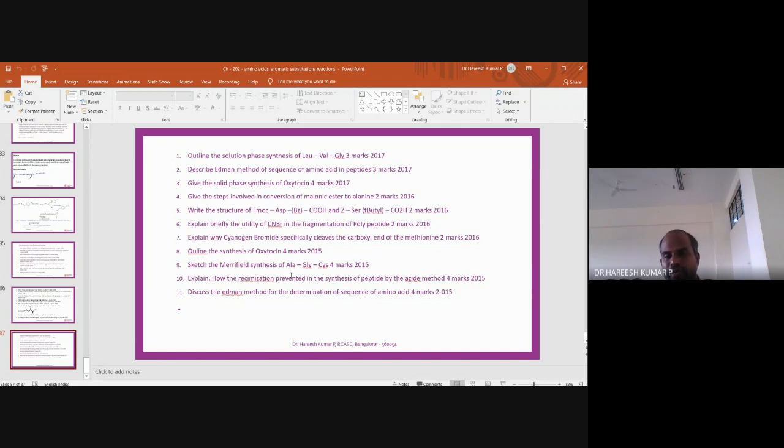And also you need to discuss what are the methods involved. Synthesis of a peptide by using azide method. Okay, azide means N3, means Curtius rearrangement. Then explain the Edman. Okay, Edman means to find the sequence of amino acids. So this is about what is called amino acids and peptides.